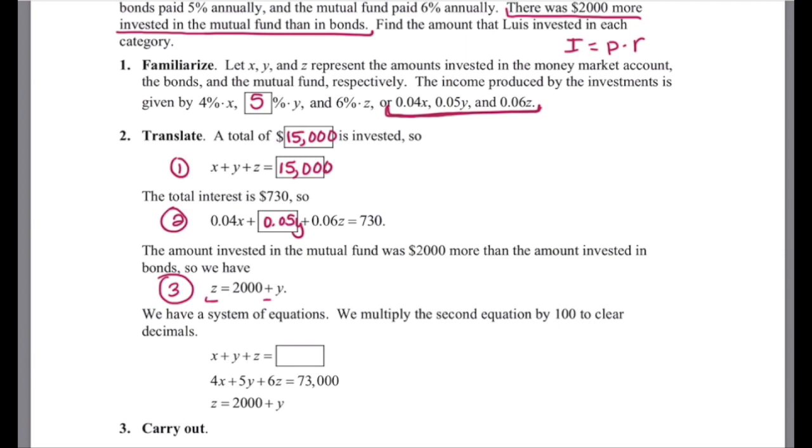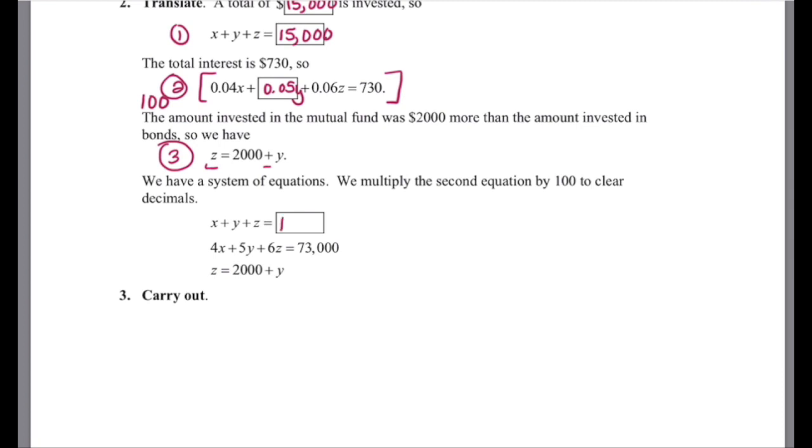I'm also going to multiply this equation by 100 to eliminate the decimals. It's a little easier to work with whole numbers. We have X plus Y plus Z is 15,000. After I multiplied by 100, we have 4X plus 5Y plus 6Z is 73,000. And I also have Z is equal to 2,000 plus Y. I'm also going to subtract Y and rewrite this as negative Y plus Z is 2,000.